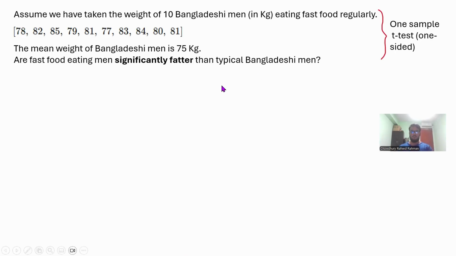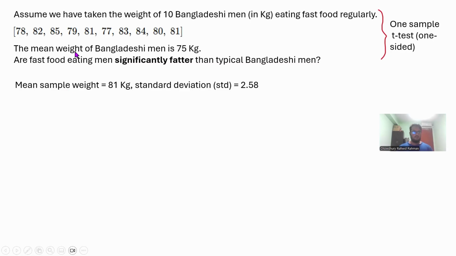So here what we are going to do is a one sample t-test, and it will be one-sided. So why one sample t-test? Because we have only one data set right here. We are going to compare that with some mean value, which is a global value, right? So this value right here is a population level value. But the standard deviation is not given. So it will be one sample t-test and one-sided because it has talked about the right extreme.